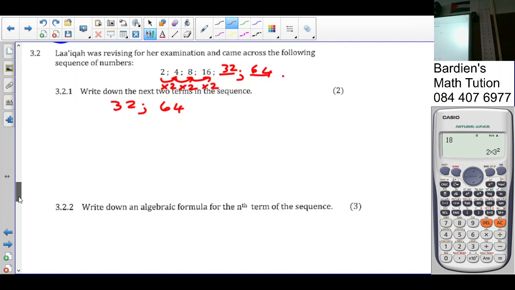What type of pattern is this? Is it linear or arithmetic? It's not arithmetic. When you add or subtract the same number all the time, that is arithmetic. So we're multiplying all the time. So it's geometric. It's a geometric pattern. Okay?